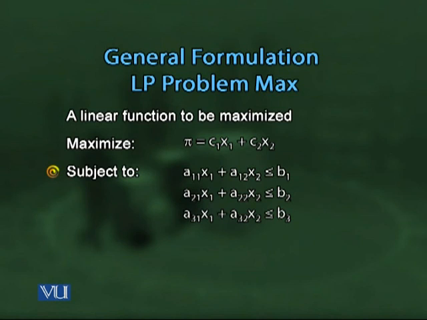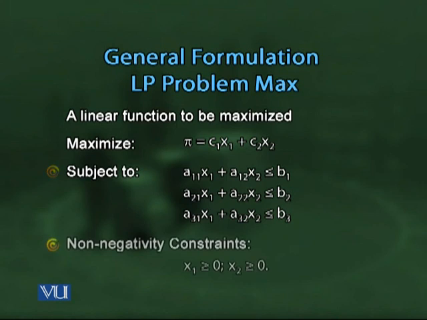The first constraint is A11 x1 plus A12 x2 less than or equal to B1. The second constraint is A21 x1 plus A22 x2 is equal to or less than B2, and the third constraint is A31 x1 plus A32 x2 is equal to or less than B3, and the non-negativity constraints are x1, x2 are both positive, that is they are equal to or greater than 0.